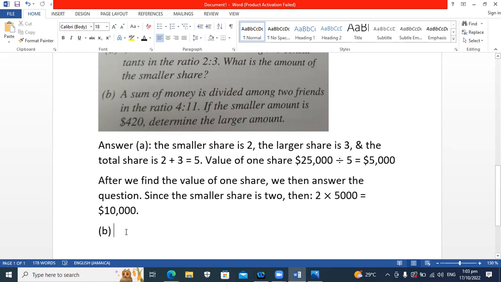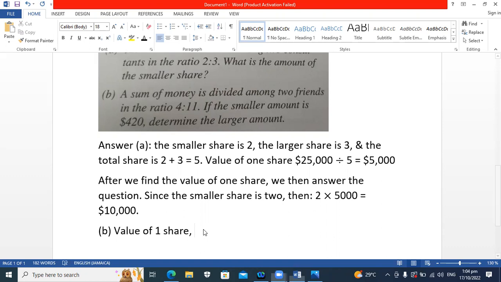So basically we find the value of what? One share first. And then you times it by 11. Right, and the value of one share, remember, this part is very critical, so you have to read the question carefully. Because the smaller amount is 420, and the smaller amount will connect with the 4 because the 4 is a smaller share. All right.